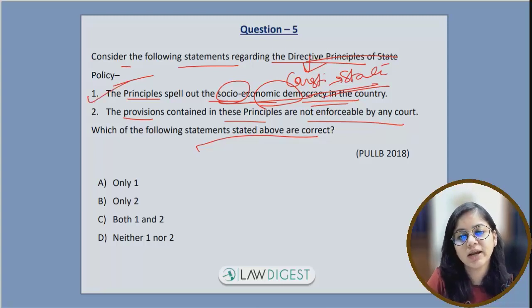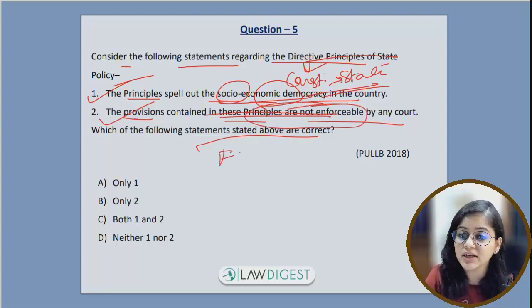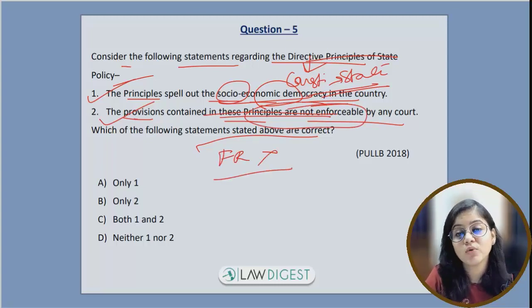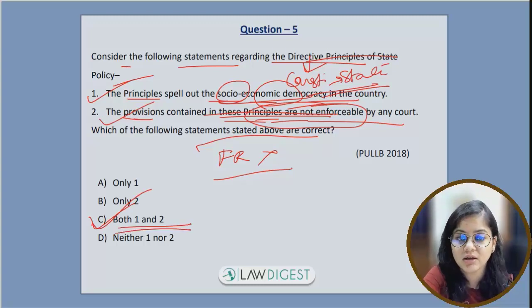So this is also correct and this is also correct because डायरेक्टिव प्रिंसिपल्स जो हैं वो फंडामेंटल राइट्स की तरह नहीं है. They are not enforceable in the court of law. They are just directions that are given to the State and it is up to the State to ensure कि वो एक वेलफेयर स्टेट बनने के लिए इन डायरेक्शंस को फॉलो करे. So option C is the correct answer here. Both 1 and 2 is the correct answer.